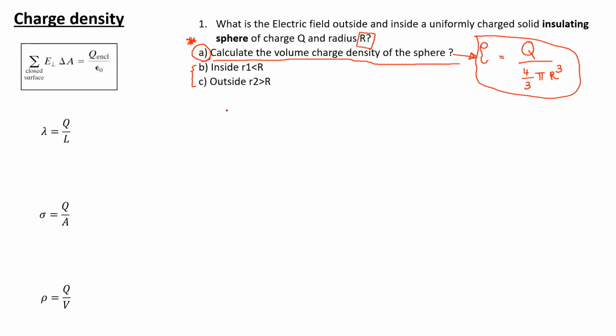So sometimes in problems, they will give you the value of rho. They will just ask you to calculate your answers, do the problem using rho. But here in this problem, they have given everything in terms of Q and R. So your final answer should be left with Q and R. So let's see how we do B and C. So before doing B and C, I'm going to rewrite Gauss's law.